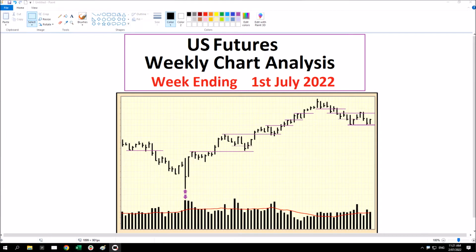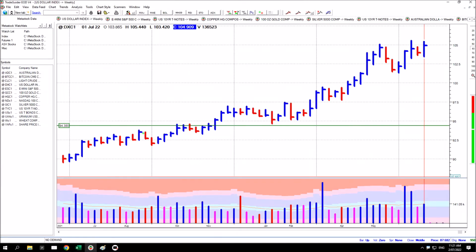This is the US Futures weekly chart analysis for the week ending 1st of July 2022. The first chart is the US dollar index. We always do this one first. You can see the US dollar index closed higher this week. Here's the highs of the range. We've seen supply come in at this level previously, and the lows of the range.